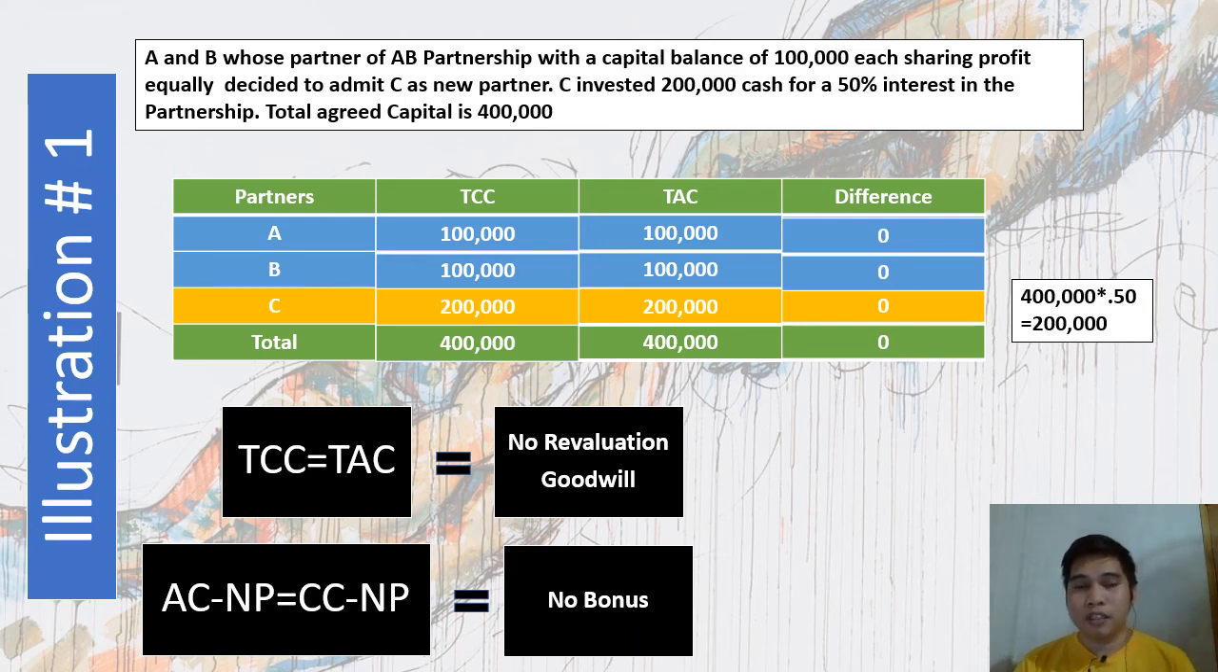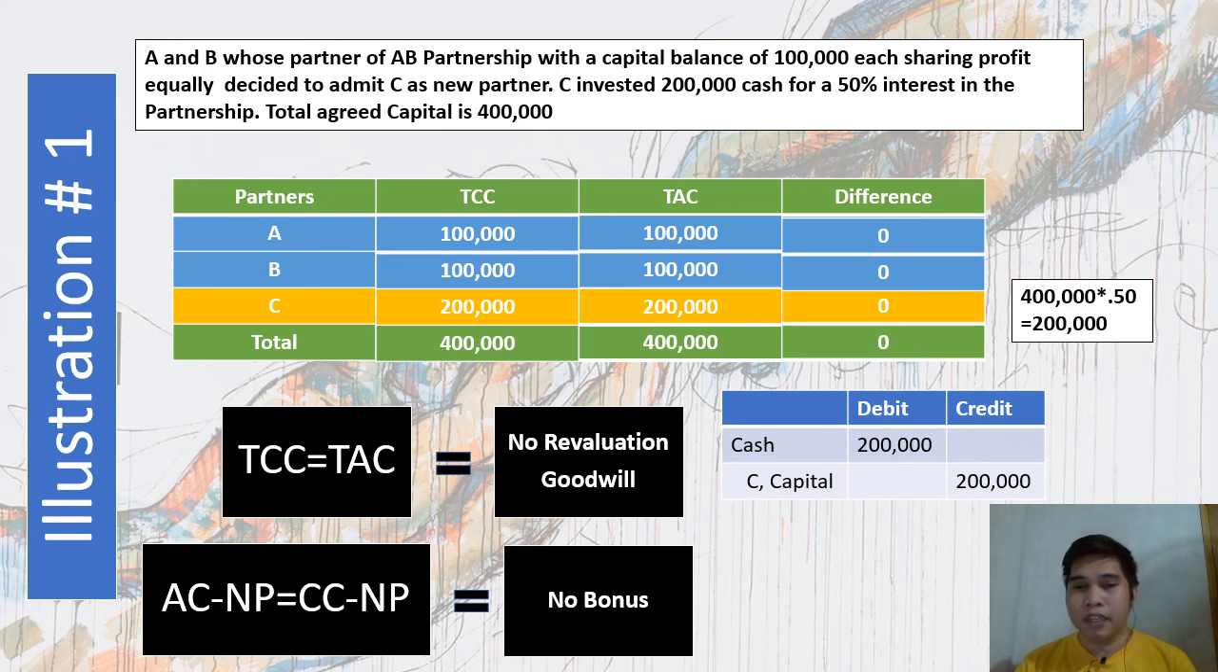So, since no revaluation, no goodwill, madali lang po ang ating recording. Ang recording lang po natin ay as is. So, debit ka ng cash, 200,000 pesos. Then, credit ka ng C capital, 200,000 pesos.